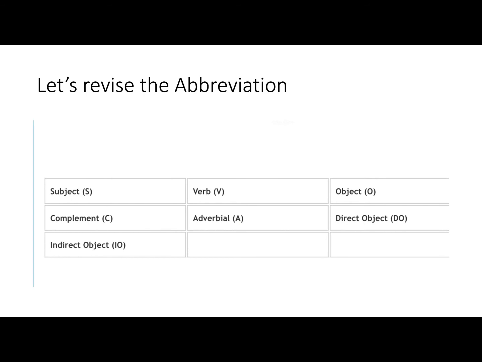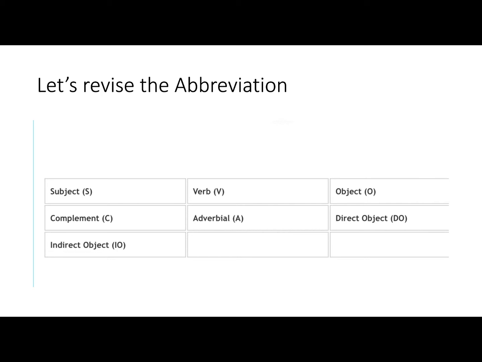Dear students, इस लेसन में हम कुछ abbreviations का यूज़ करेंगे. So it's a good idea to know in the beginning that what are these abbreviations. Abbreviations means short form of a word. Like for the word subject, we will use S. For the word verb, we will use V. O stands for object. C stands for complement. A stands for adverbial or adjunct. DO stands for direct object. IO stands for indirect object.